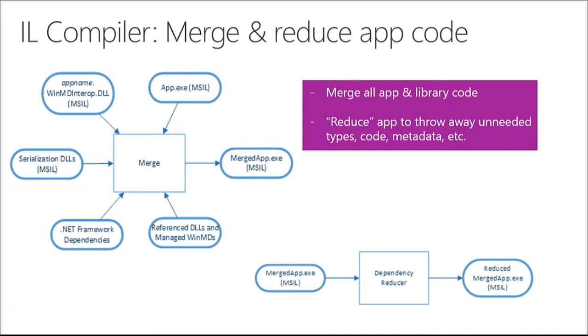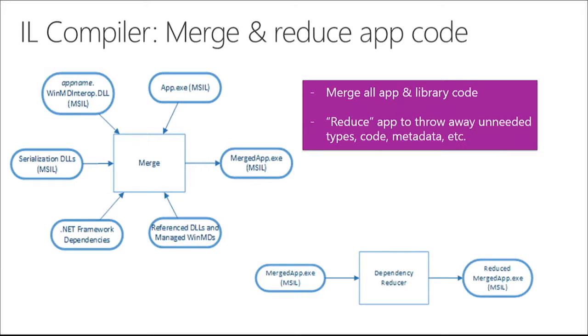We really want the optimizers to have the largest scope to work on, so that by doing this, we can inline from here to here to here, which we've never been able to do if these were separate assemblies. But then you've got this huge app. It contains all of your .NET framework dependencies.